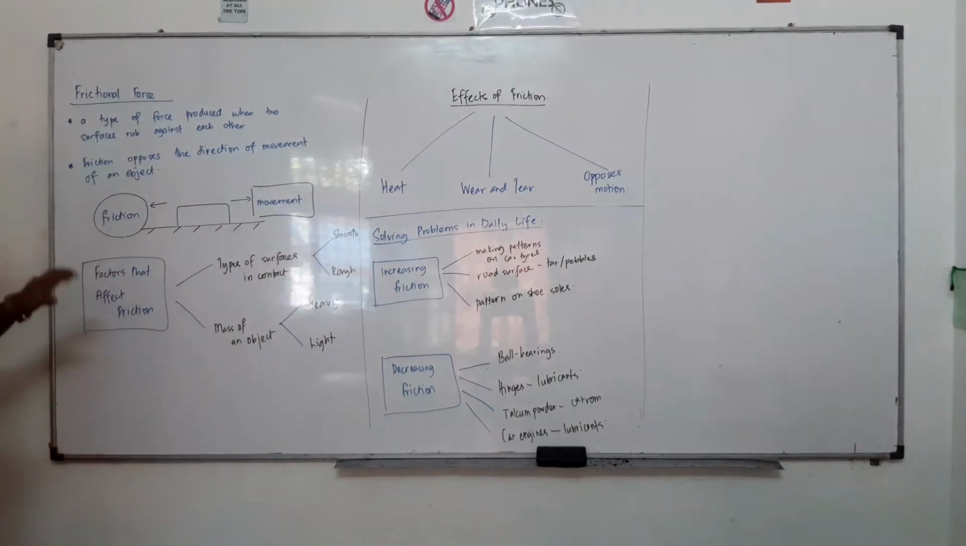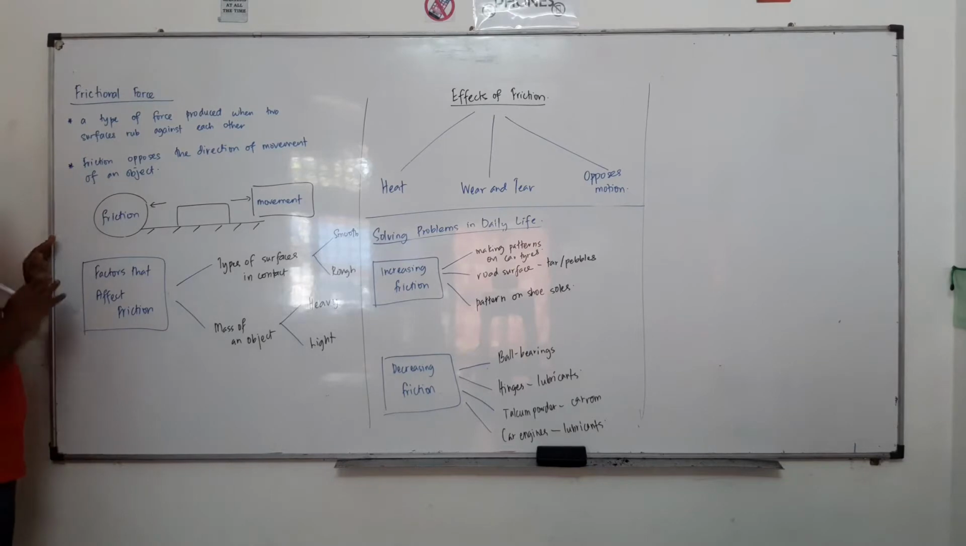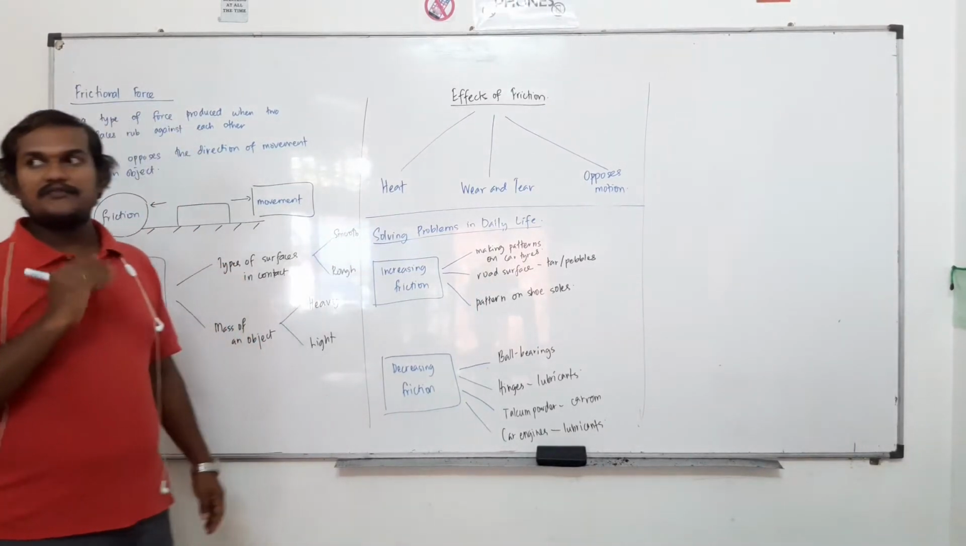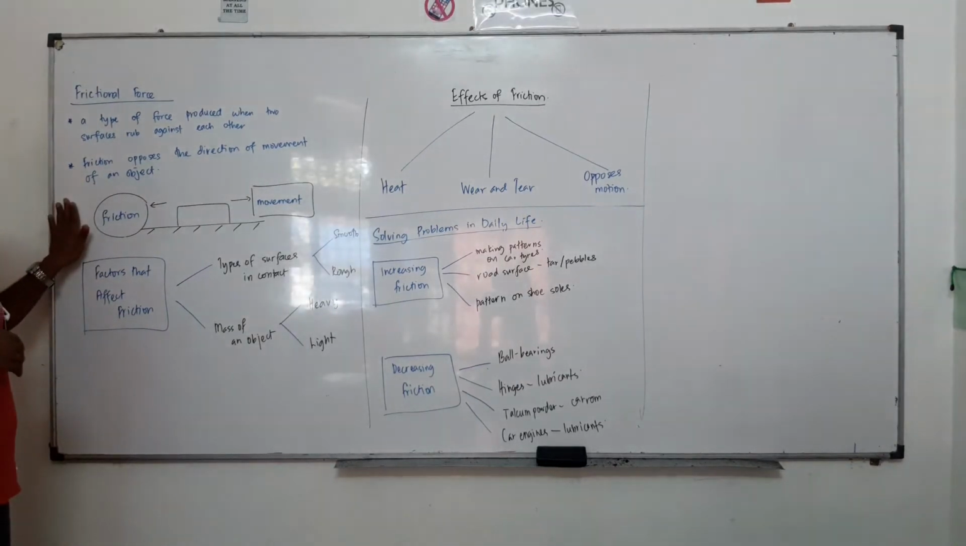Friction opposes the direction of movement of an object. That means if an object is moving, the direction of the frictional force will not be together with the movement of the object; it will be against the movement of the object. Friction will not support the movement of the object. That is the concept here.